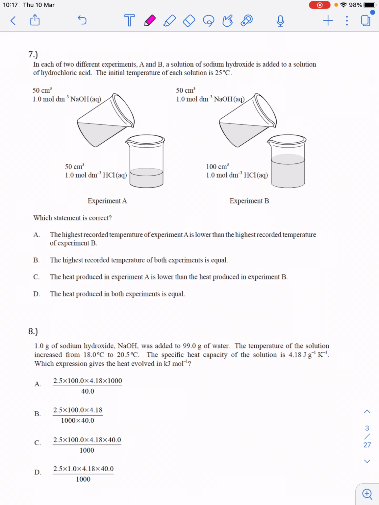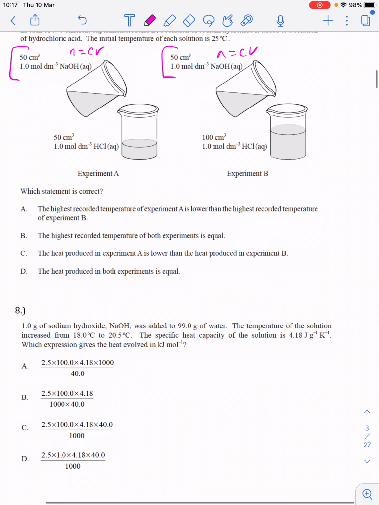Okay, 7 is a good sort of conceptual question to think through. Okay, two different experiments, A and B. A solution of sodium hydroxide is added to a solution of hydrochloric acid. The initial temperature of each is 25. I can see that I'm adding the same volume and the same concentration of NaOH, and based on n equals CV, that means in both of these I'm adding the same amount of moles of sodium hydroxide.